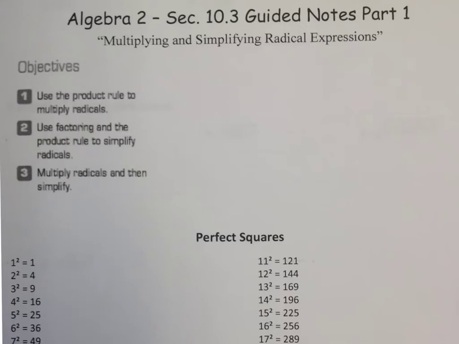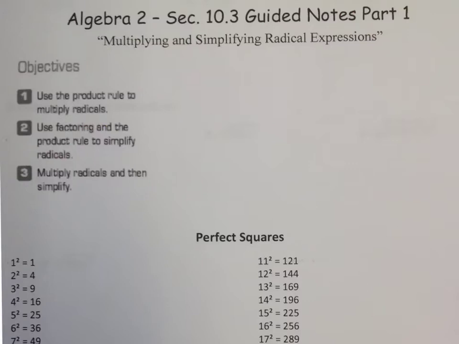Okay, we're doing section 10.3, guided notes for part 1, multiplying and simplifying radical expressions. Our objectives today, we're not actually going to do number 1, we're really going to just work on number 2 today, which is use factoring and the product rule to simplify radicals.